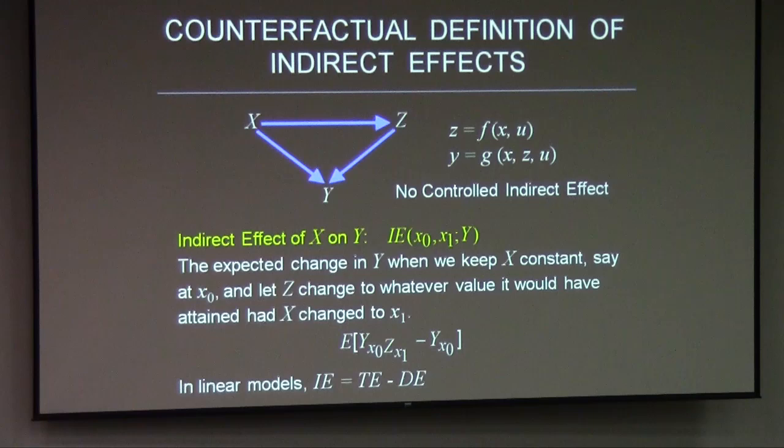So we have to define the indirect effect counterfactually. What is the indirect effect of X on Y through Z? It is the expected change in Y when we keep X constant, but we let Z change to whatever value it would have attained had X changed from X0 to X1. We think doubly counterfactual. It's a nested counterfactual. We keep X constant and we imagine that Z increases from whatever value it has now to the value it would have attained as if X changed.